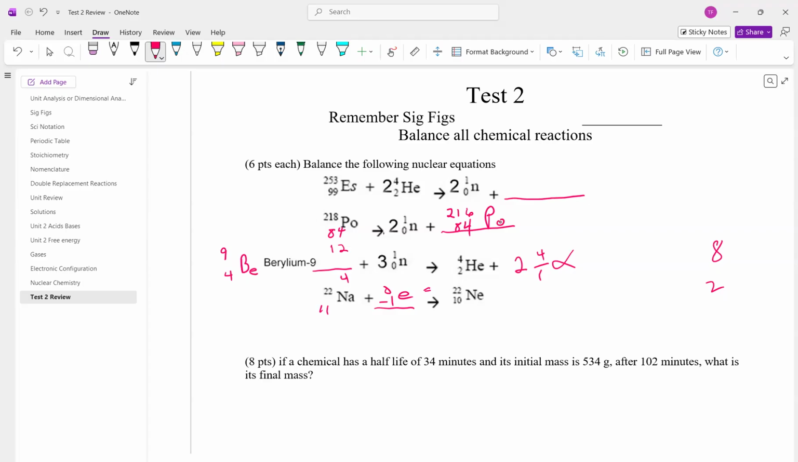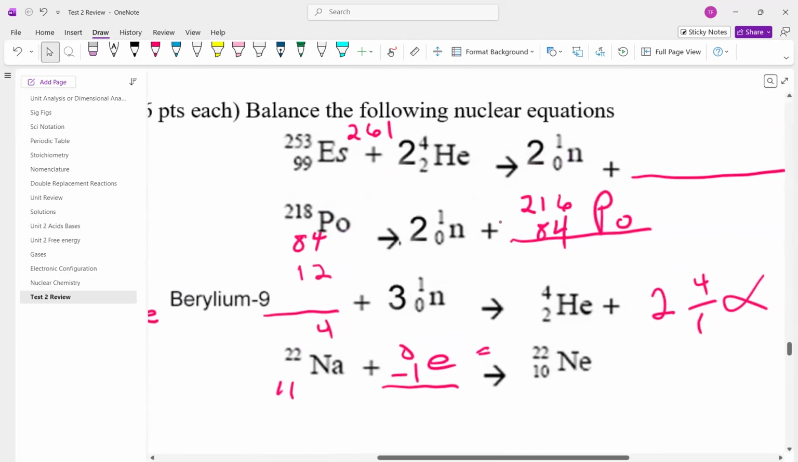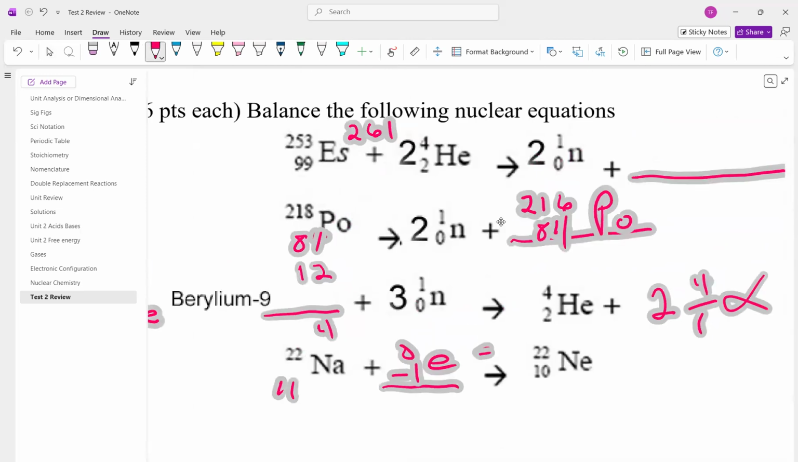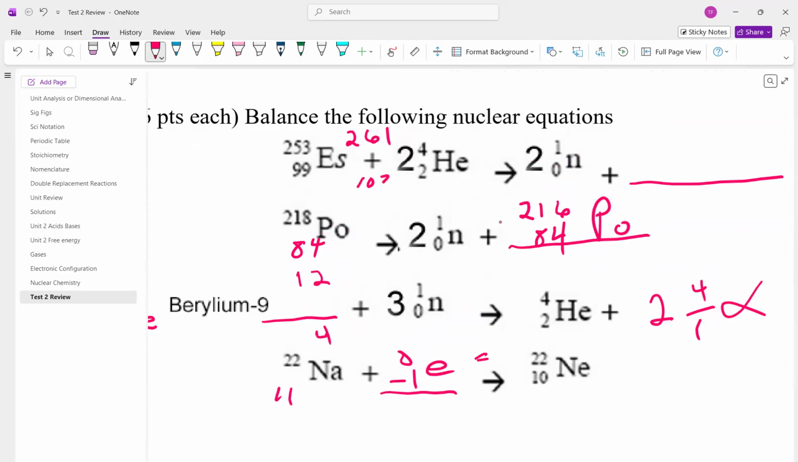Okay, and then the last one we have 253 and 8. 261. 99 plus 4 would be 103.